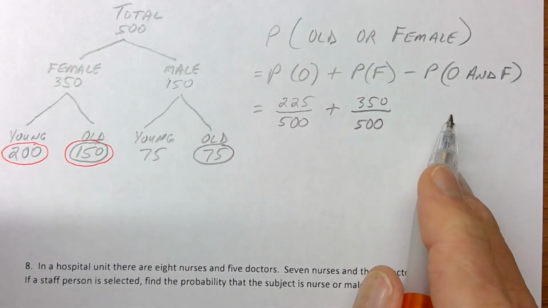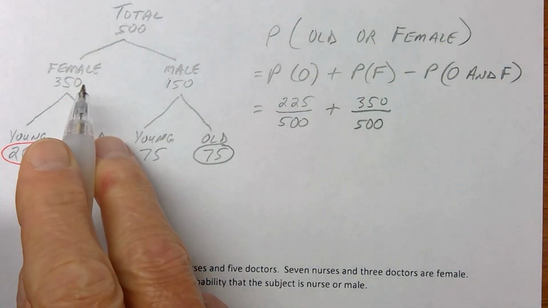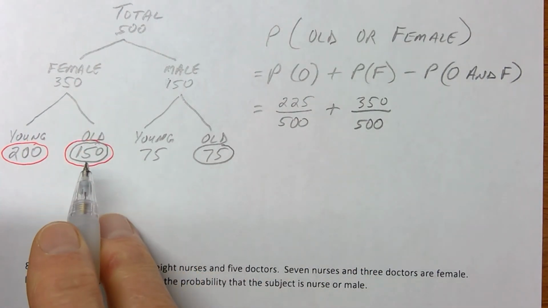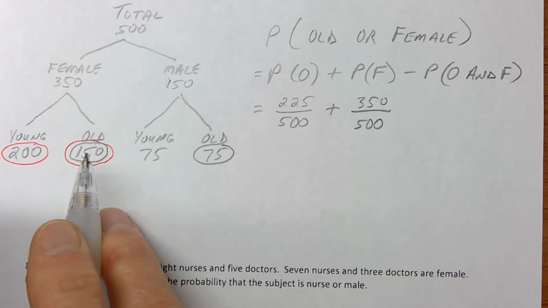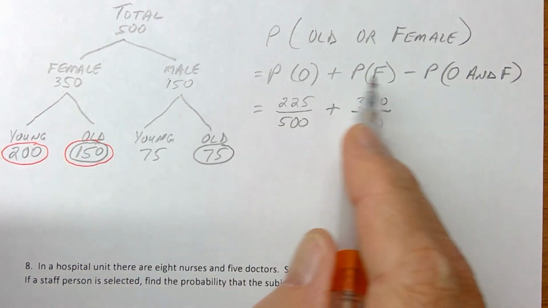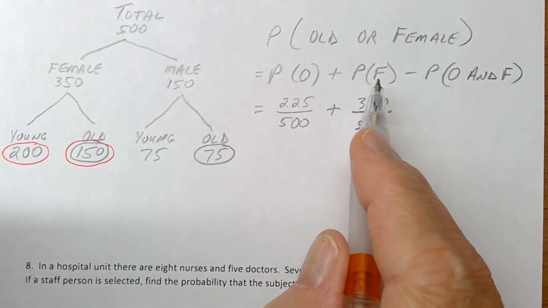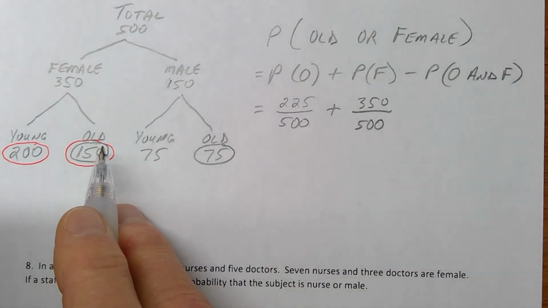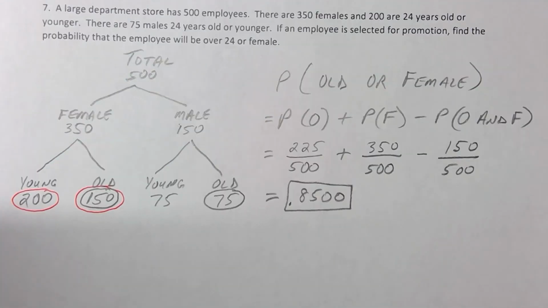All right. And did I count anybody twice? Were there any old females? Females, old. Yeah, there were 150, and I counted them twice. There's 150 people who fit into both of these categories. So they got counted with the old people, but they also got counted with the females. I can only count them once, so I need to take one of those away. I'm going to take 150 away.